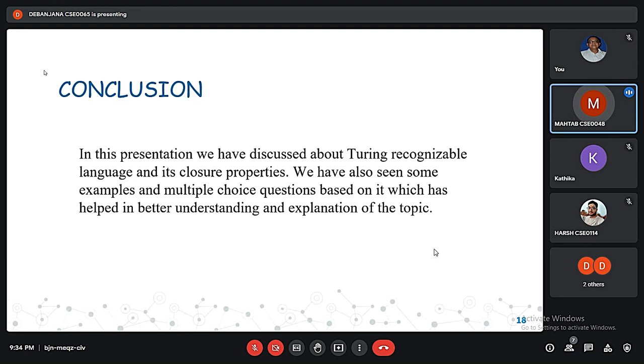So this is what we have concluded. This is what we have discussed in this presentation. We discussed Turing recognizable languages and their closure properties. Also, we have seen some examples and multiple choice questions, which helped us in a better understanding and explanation of the topic. Moving to the next slide.